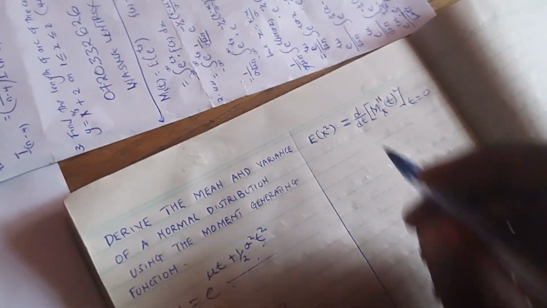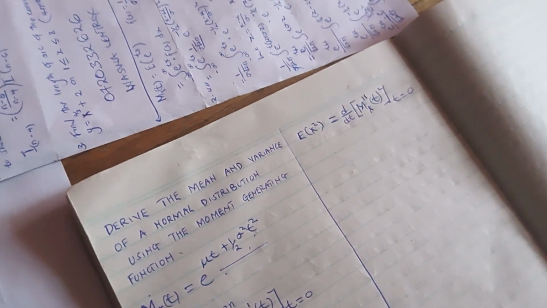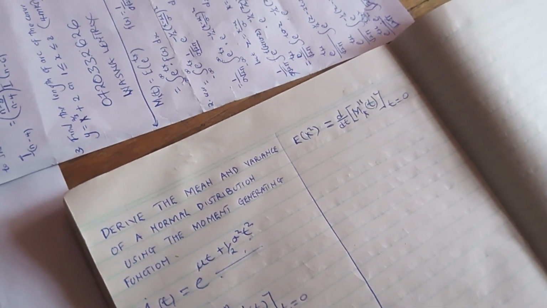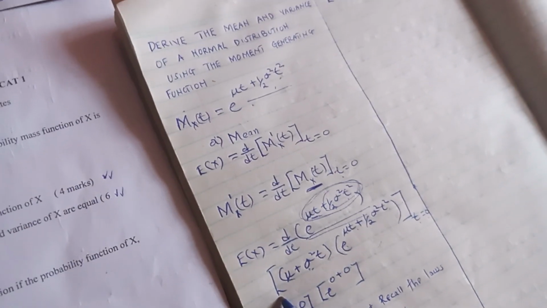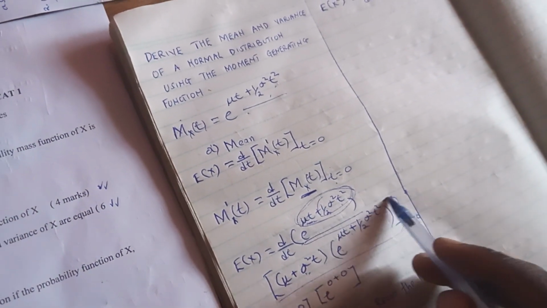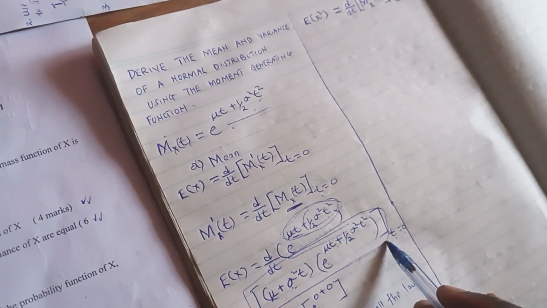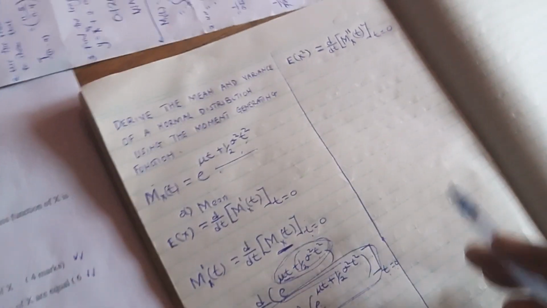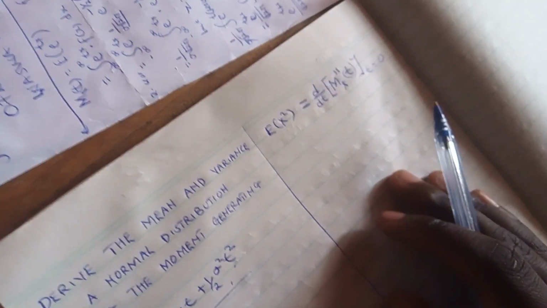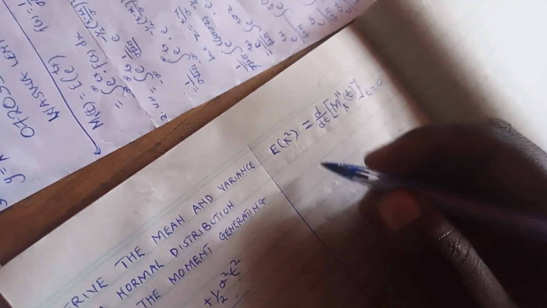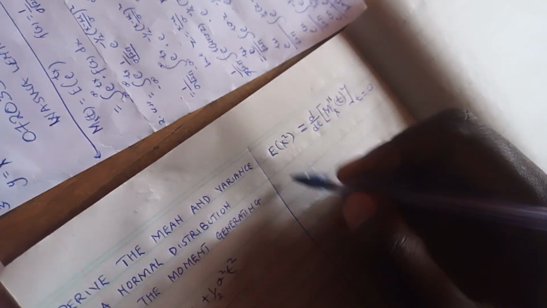Then, the second derivative of the moment generating function, we always use the first answer we got here. This is now what we are going to derive to give us the variance, or the expectation of x squared.